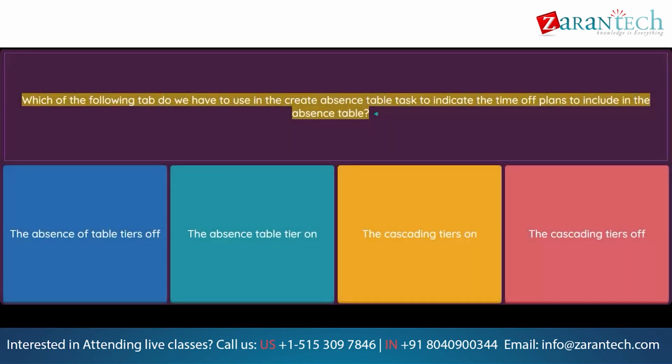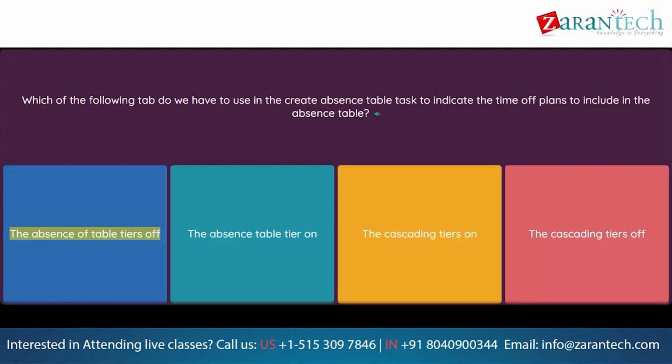Question: which of the following tab do we have to use in the create absence table task to indicate the time off plans to include in the absence table? Option 1: the absence table tiers off. Option 2: the absence table tier on. Option 3: the cascading tiers on. Option 4: the cascading tiers off.